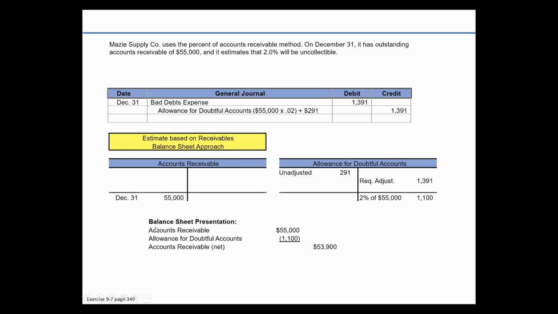On the balance sheet, you would list the accounts receivable under the assets of 55,100. Then you would list the allowance for doubtful accounts, 1,100. Again, parentheses, that means that it would be a negative number or less that number. And so then the net of the accounts receivable is 53,900, because that's the amount that we think we could collect. And this is the aging method.